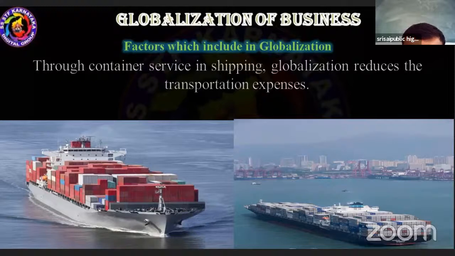These are the two kinds of ships that use containers. They transport goods from one country to another, or from one place to another, by using the sea routes. Goods are filled in these containers. It could be software materials or any other goods which you require to use in our country.